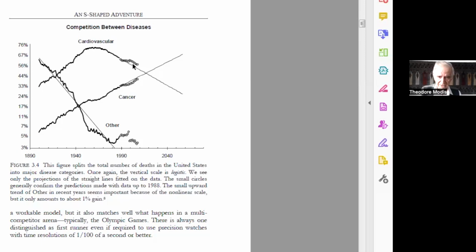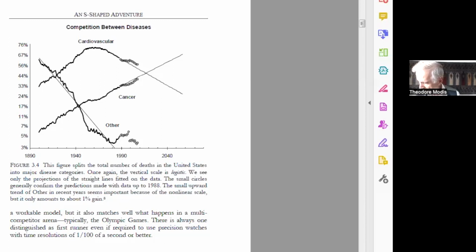That is, cardiovascular resists the substitution a little bit at the expense of cancer, which is not growing as fast. But the description is qualitatively the same. And I just checked today how many people die from cardiovascular diseases and cancer.